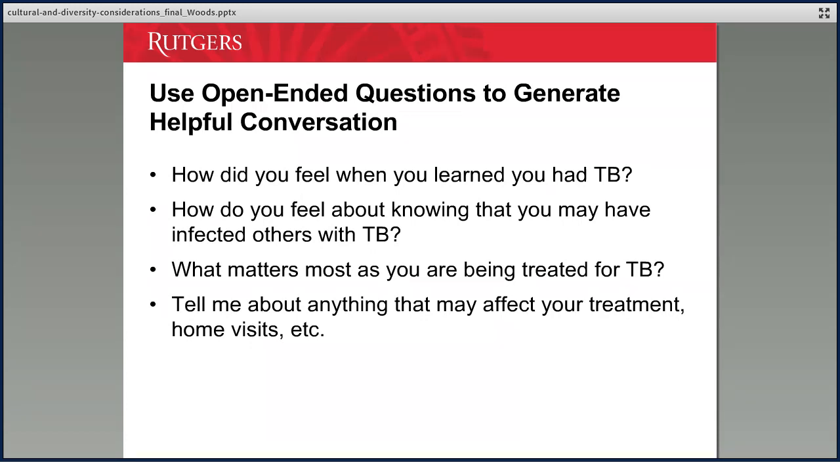It is always good to use open-ended questions to generate helpful conversation. Open-ended questions are very helpful to get important insight during a contact investigation. Use sentences like, how did you feel when you learned you had TB? How do you feel about knowing that you may have infected others with TB? What matters most as you are being treated for TB? Tell me anything that may affect your treatment, home visits, etc. What matters most to them about treating TB is very important.